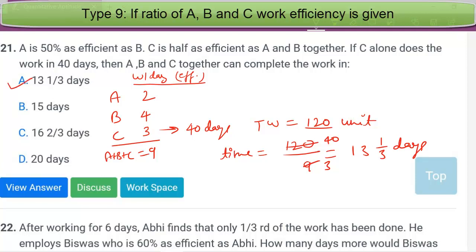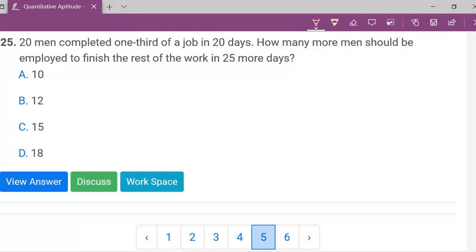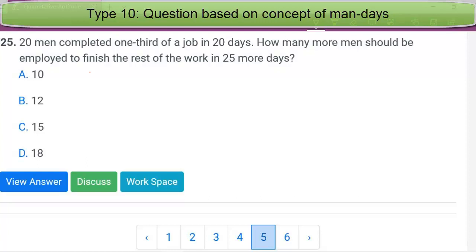So here we have another question based on the concept of man days. 20 men completed 1/3 of a job in 20 days. How many more men should be employed to finish the rest of the work in 25 days? Okay, so 1/3 of the work is completed by 20 men in 20 days.